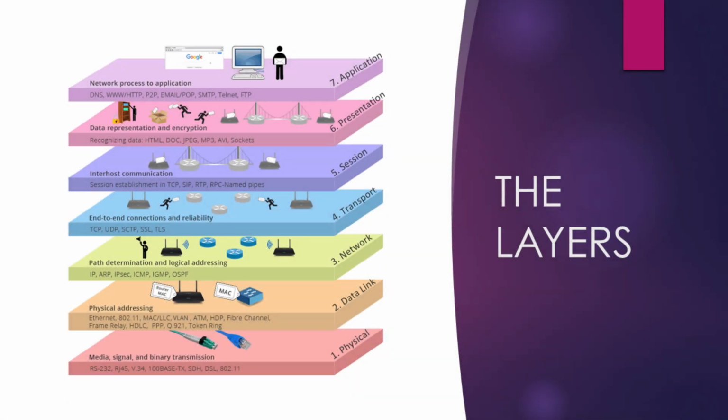The OSI model consists of 7 layers. Starting from the bottom of the model, there is the physical layer, data link layer, network layer, transport layer, session layer, presentation layer, and application layer. The 7 layers are separated into 3 main categories, being the software layers, the heart layer, and the hardware layers.